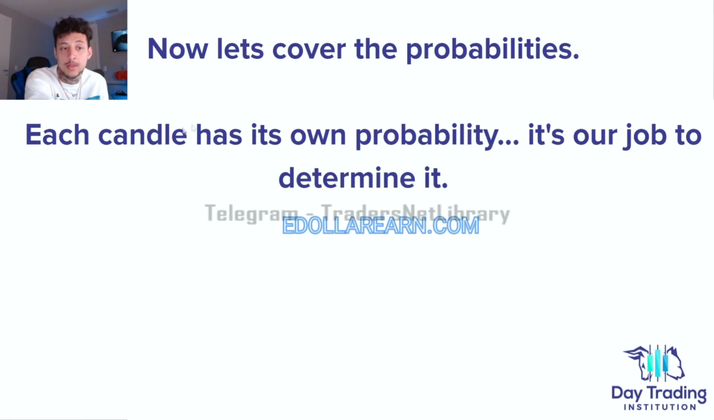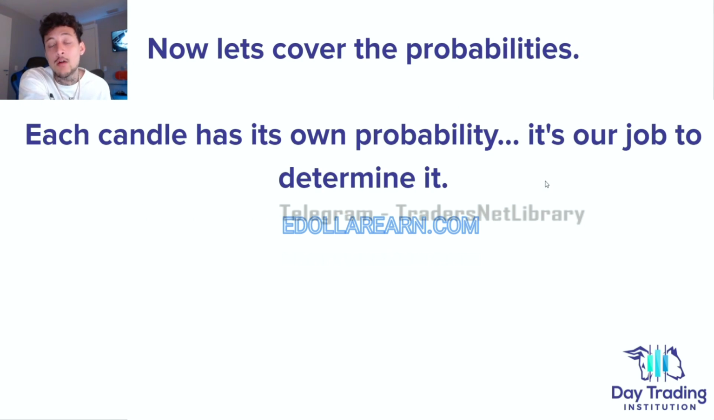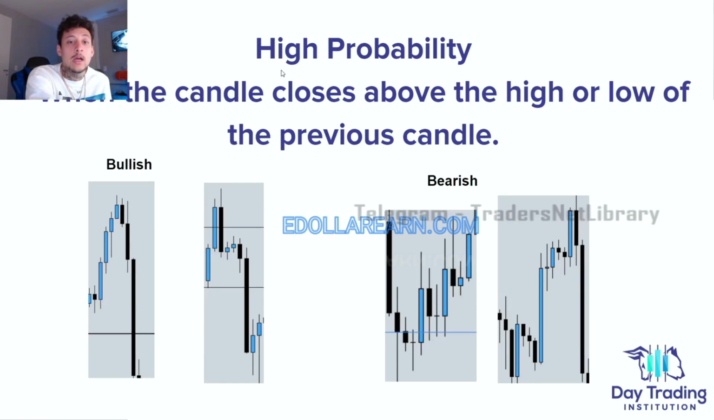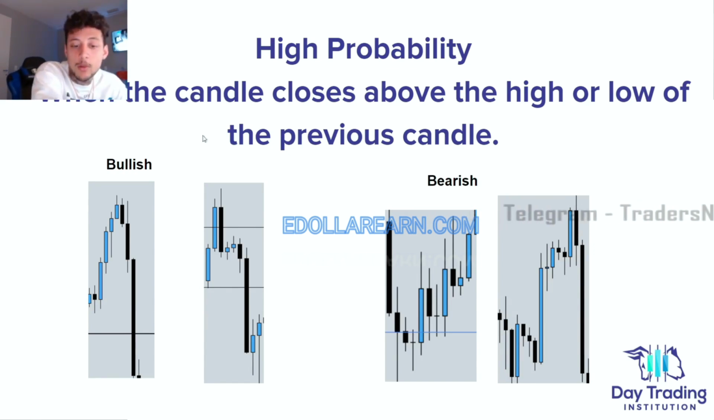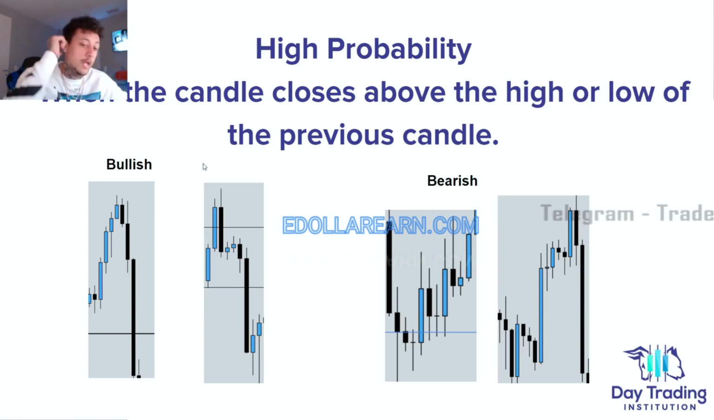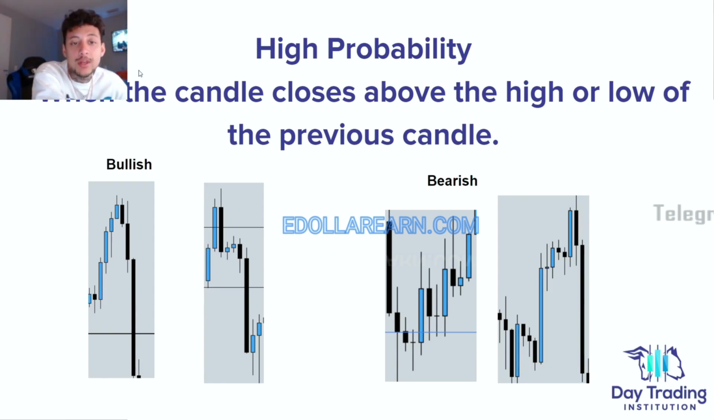Now let's cover the probabilities each candlestick has. Each has its own probability, and it's our job to determine the probability of that candlestick. When it comes to the probability of the candlesticks themselves, this is mainly going to be for our bullish, bearish and variation patterns, which again we'll go over in more detail in the next video. When we have a high probability candle, it's when the candle closes above the high or the low of the previous candle.